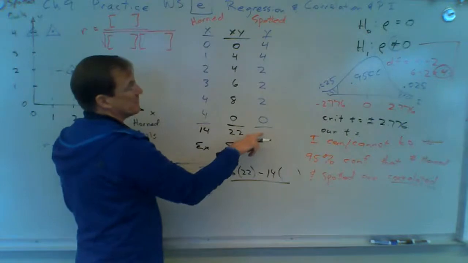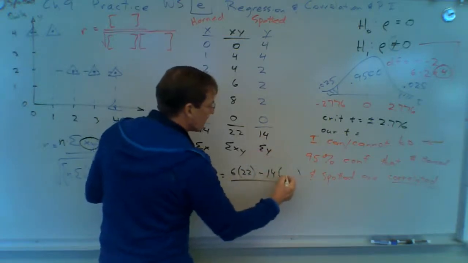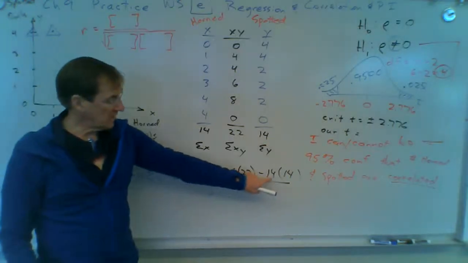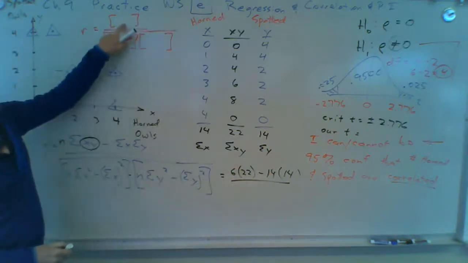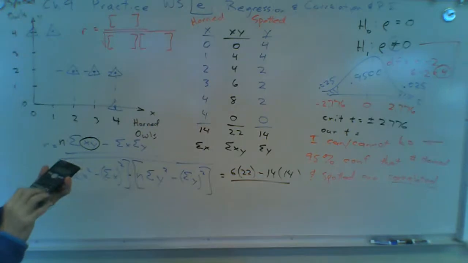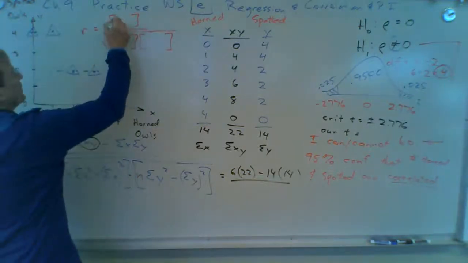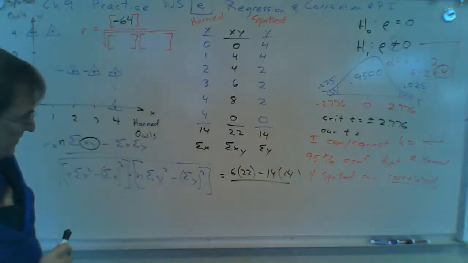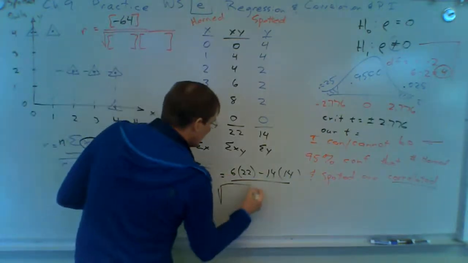And then the sum of the Y's. I add up the Y column. This is 8, 10, 12, 14. So the sum of the Y's is 14 also. So my numerator is going to be n times the sum of the xy's minus the sum of the x's times the sum of the y's. Of course, you can do that all in one step on your calculator. That's going to be 6 times 22 minus 14 times 14. That is negative 64. So that goes right there. You're going to need that number later, so write it down because you're going to use it again. Okay, so that's the top of the correlation coefficient. The bottom is going to be this.